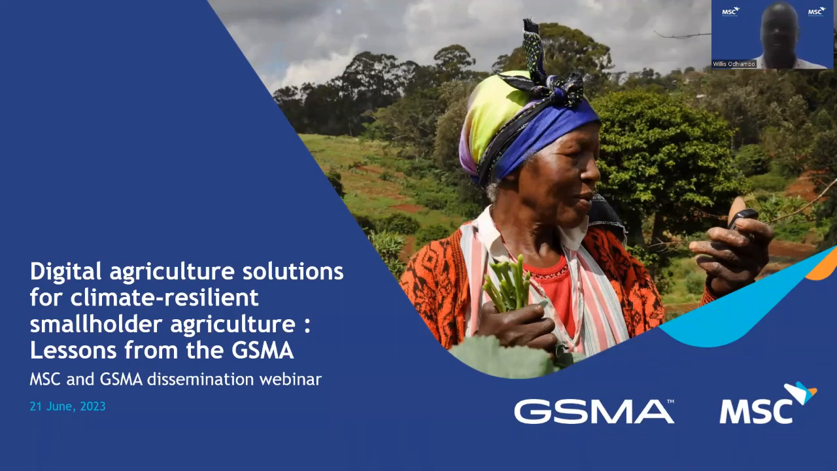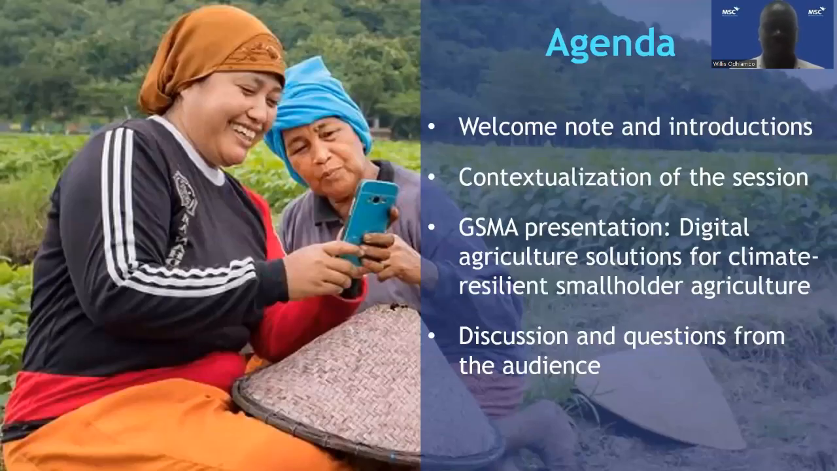Today we are on climate resilience, and I'm going to show a little bit of what we have today. I'm going to give a small introduction, and then I'm going to give it over to my colleagues. We're going to be getting presentations about digital agriculture solutions for climate resilient smallholder agriculture. Before that, I'm going to provide a little bit of context into this webinar series. And before that, I'll do a small welcome note, and then I will introduce our speakers today.